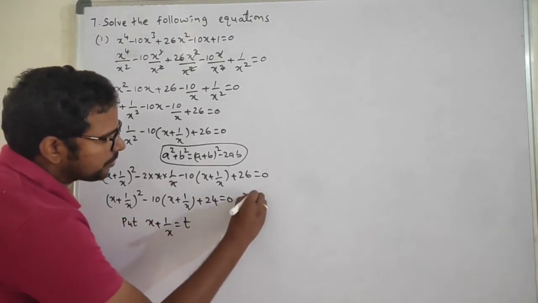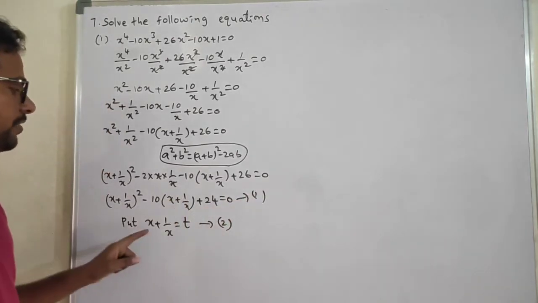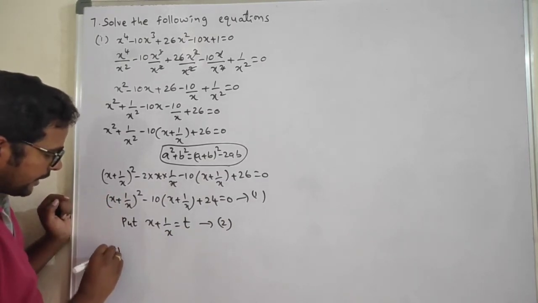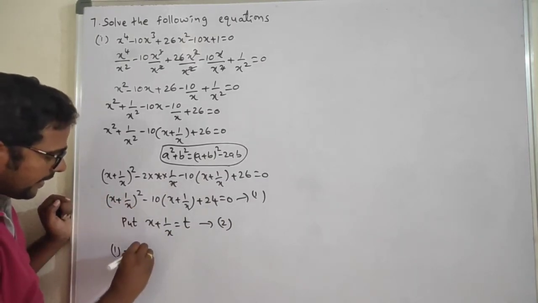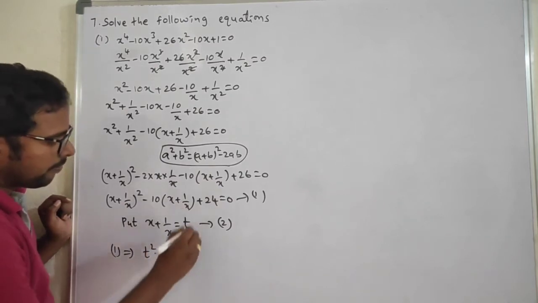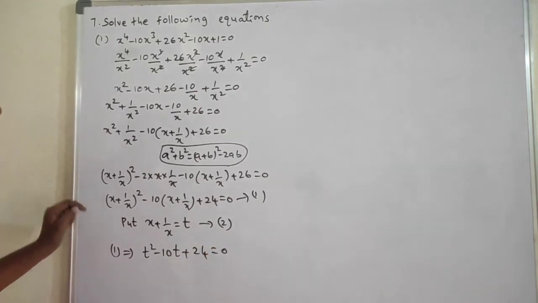Take this as equation 1, and take this as 2. Substitute x plus 1 by x equals t in equation 1. What do we get? x plus 1 by x is t, so t square minus 10t plus 24 equals 0. T square minus 10t plus 24 equals 0.